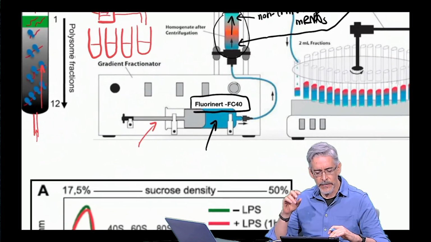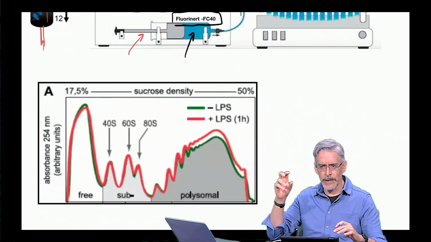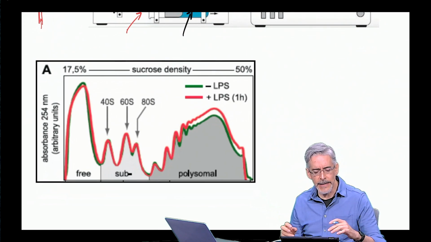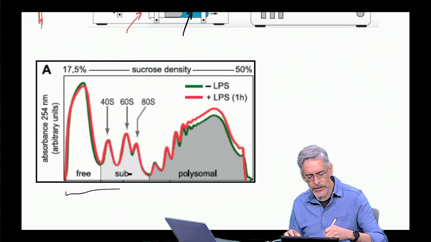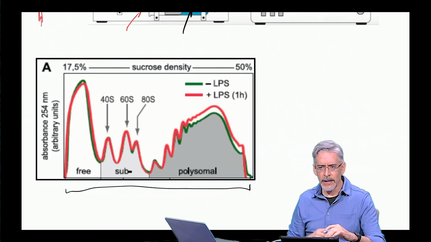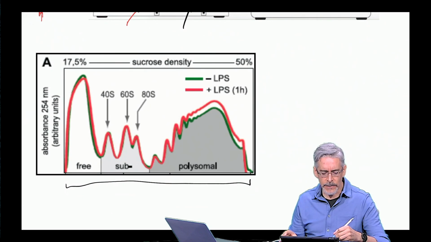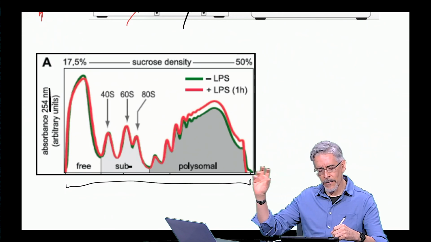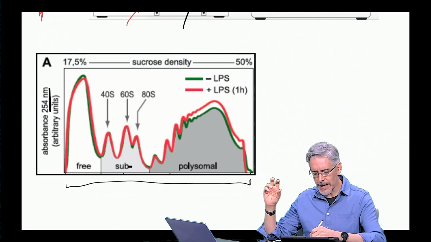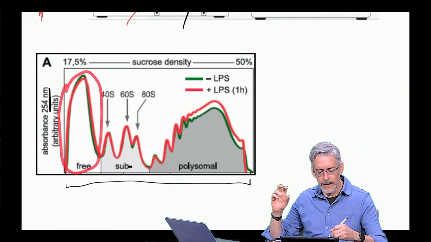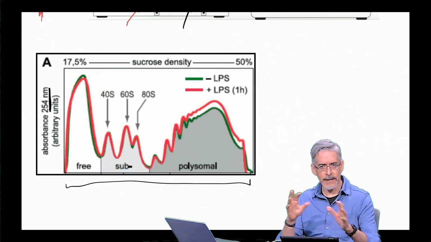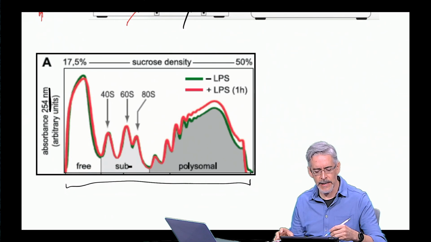And since you're detecting the UV absorbance of the fractions as they are being collected, you will end up with this kind of profile that is shown here, where you will have absorbance at 254 nanometers, and the first region of the gradient will have a very high absorbance, and that will be things that are free floating, including messenger RNAs that don't have any ribosome associated to them.